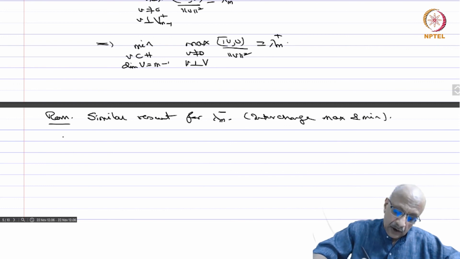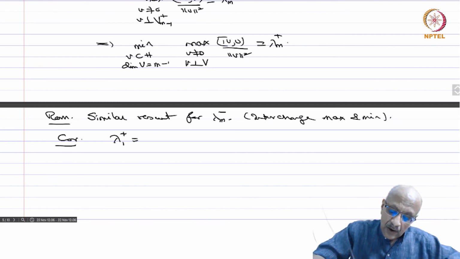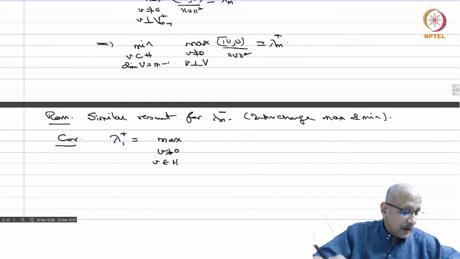Now, a corollary of the previous result. What is lambda 1 plus? It is the max over V m minus 1 plus orthogonal, but that is m equals 1, so we have 0, and consequently 0 orthogonal is nothing but the whole space. So this is in fact equal to the maximum over v not equal to 0, v in H, of (Tv,v) by norm v square.